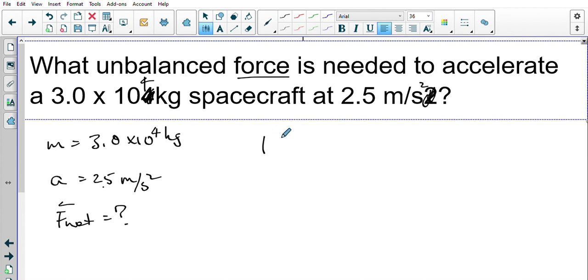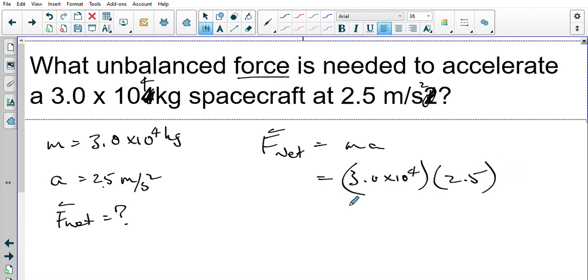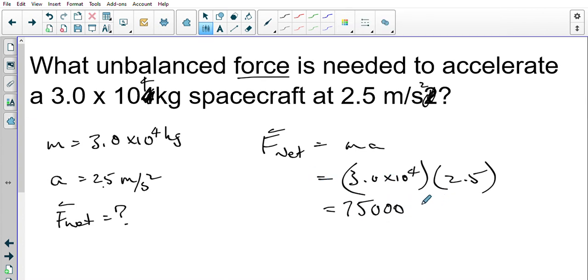All right, so let's just put these things in. So our net force is going to be equal to our mass times our acceleration. 3.0 times 10 to the 4th times 2.5. I didn't put my units in. Sorry. 3 times 10 to the 4th times 2.5 equals 75000 newtons. And that would be our net force. That would be the force that is accelerating the spacecraft.